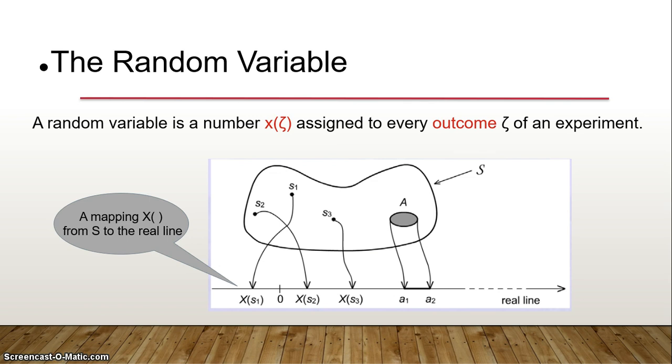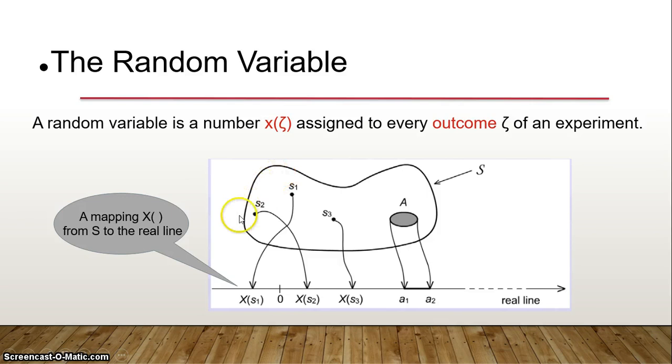So coming to a random variable, the name itself, what is a random variable? A variable which is taking different values that is assigned to every outcome. So I have taken a symbol zeta here. X of zeta is assigned to every outcome of an experiment. So what does it mean?